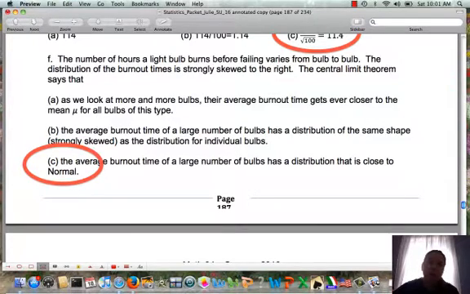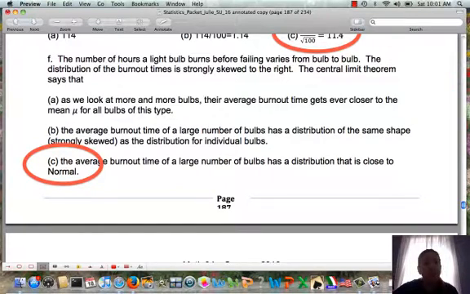Question F. The number of hours a light bulb burns before failing varies from bulb to bulb. The distribution of the burnout times is strongly skewed right. Skewed right means it's going to have a tail to the right, meaning a few light bulbs last a very long time. Most light bulbs will burn out around the average burnout time.